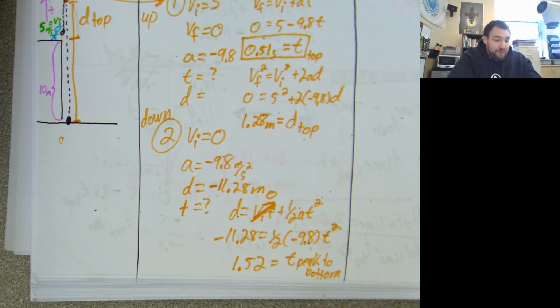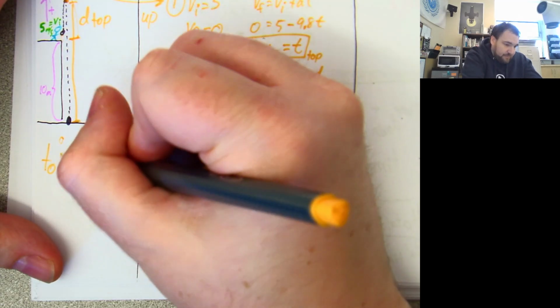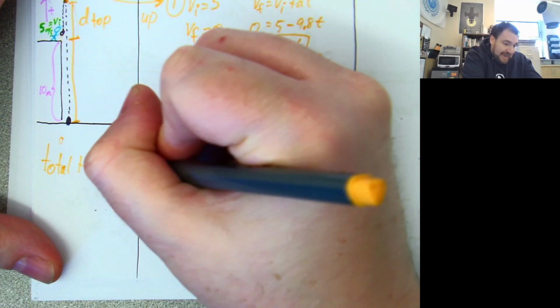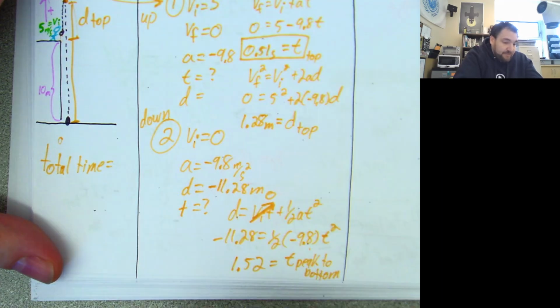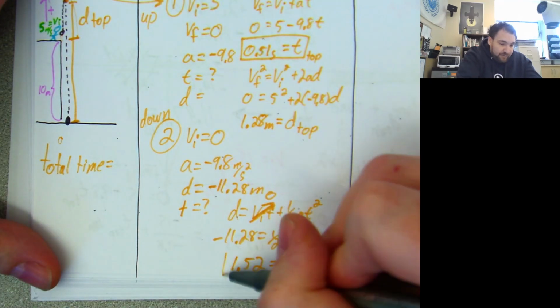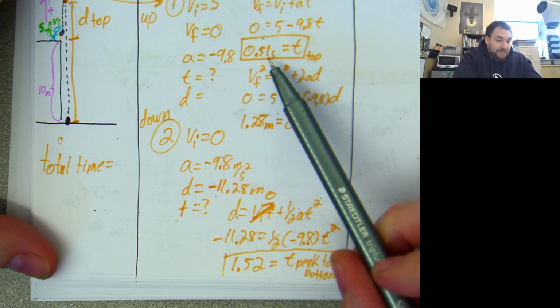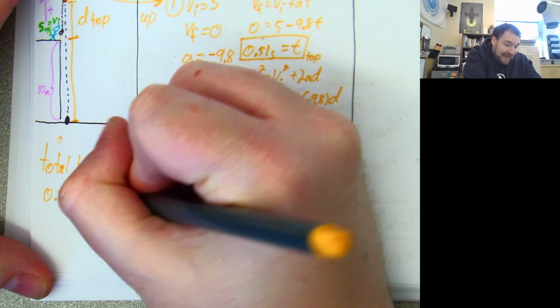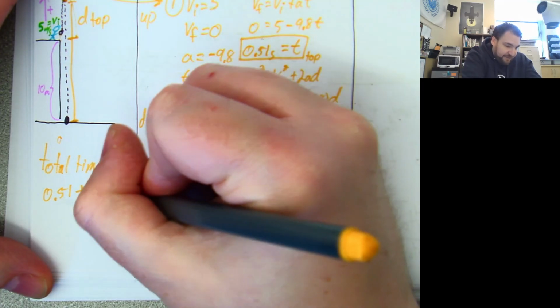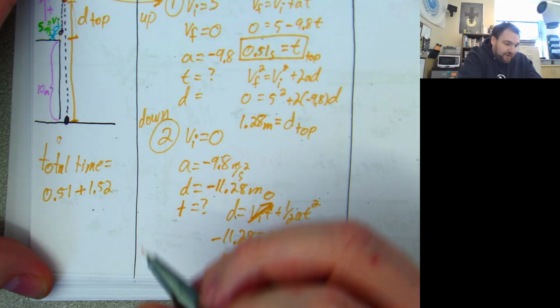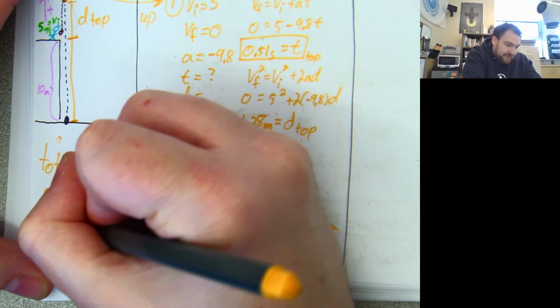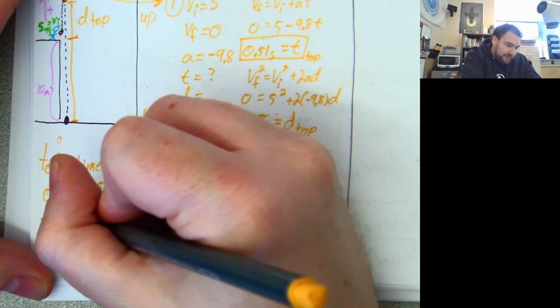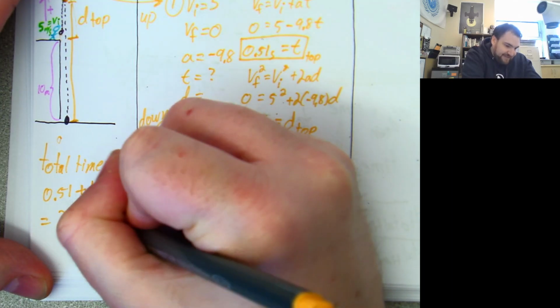So then to find the total time, you have to add those two together. You're going to take your time to the top, 0.51, add it to the 1.52, and you're going to find that the total time is going to be 2.03 seconds.